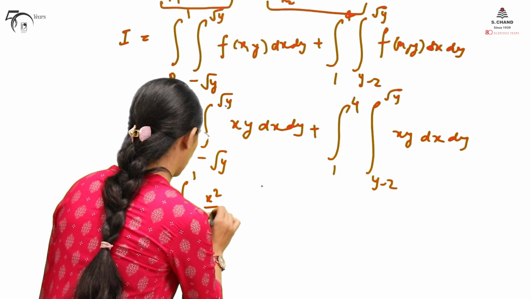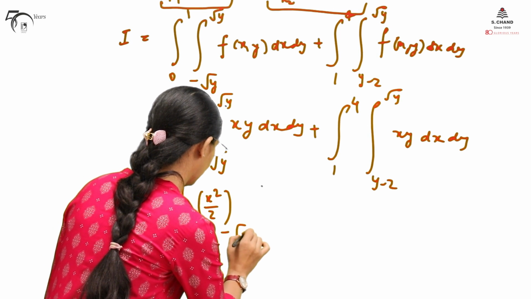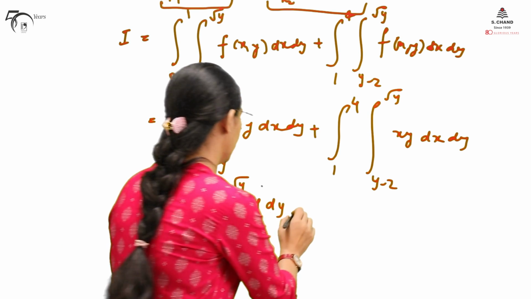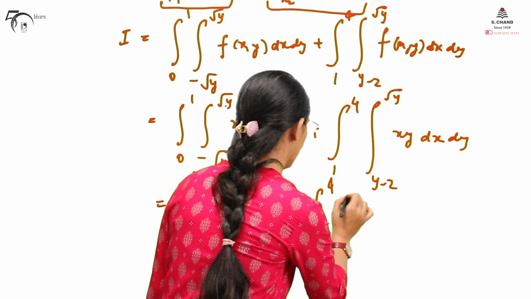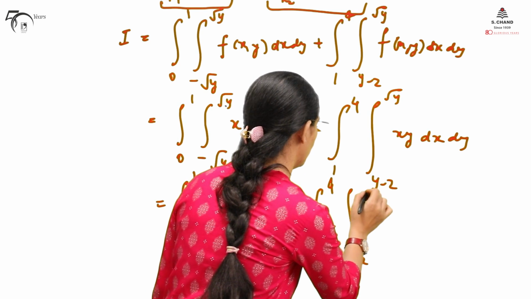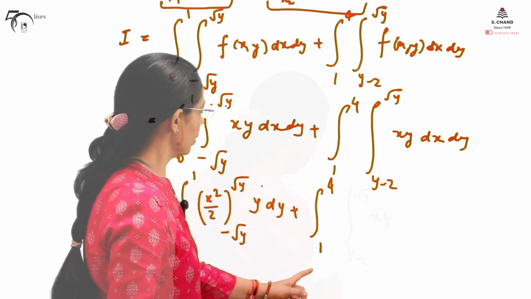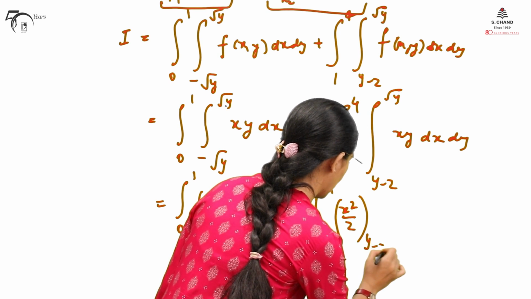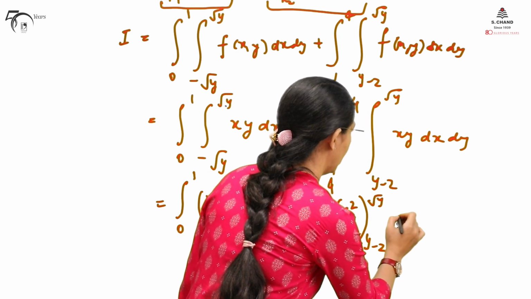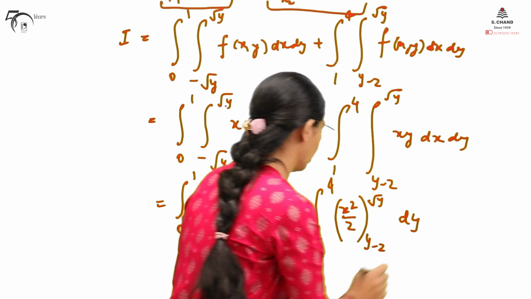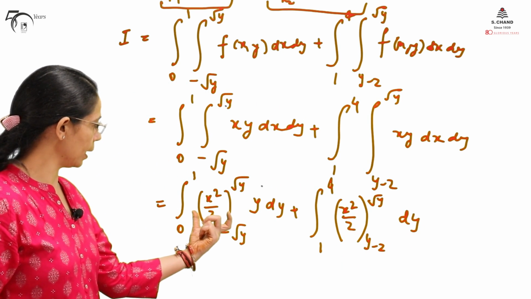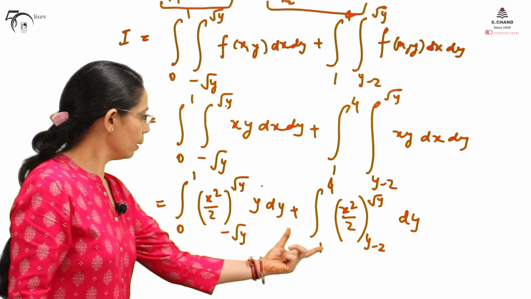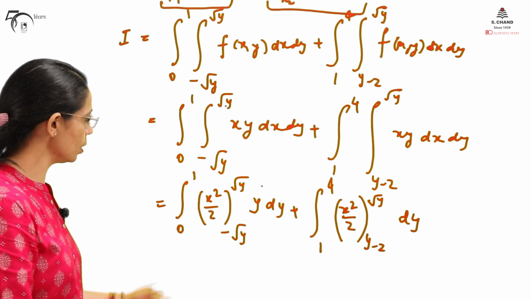So it is going to be x square by 2, and the limits will be written as minus root y to plus root y, y dy, and then plus the integral from 1 to 4 of x square by 2, with limits from y minus 2 to root y, and then dy. So we will be left with y. Here the integrand will be converted into y, and here also the integrand will be converted into y, and the limits for y have already been taken as constant, so we are going to get a constant answer.